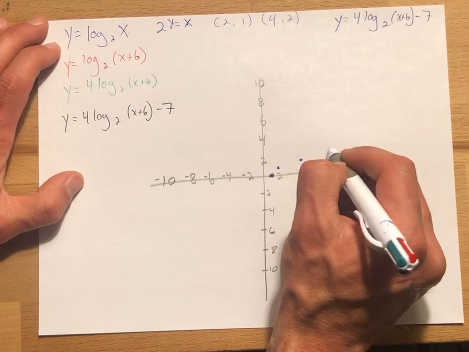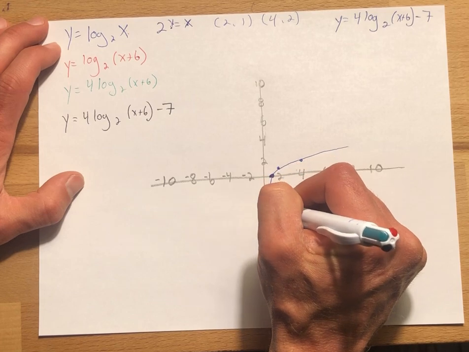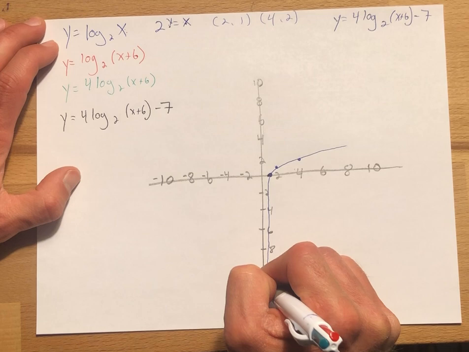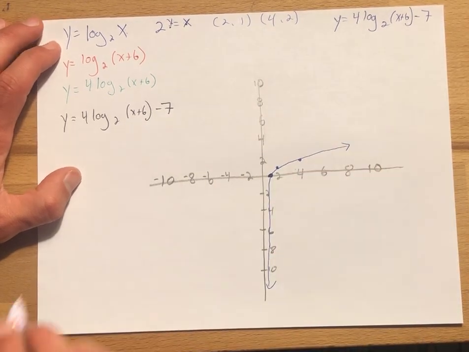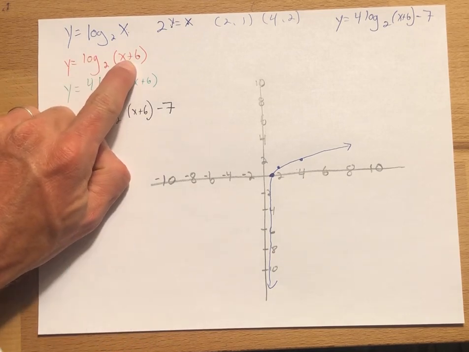So I'm just going to kind of guesstimate what this is going to look like. I don't know, let's just say something like that. Okay, there's my first graph. Now what I'm going to do is I am going to apply this translation.